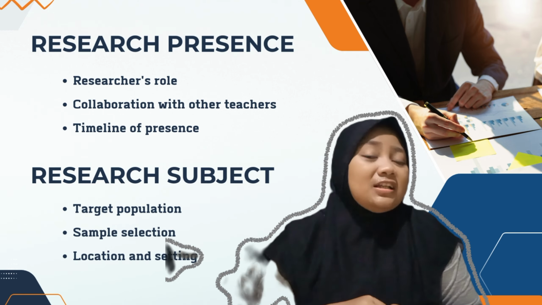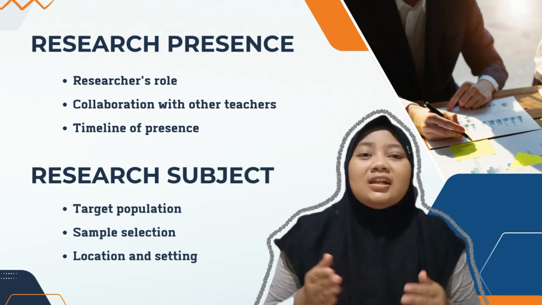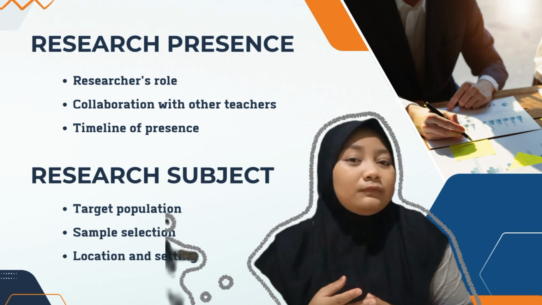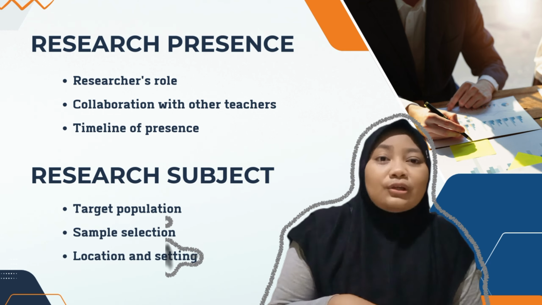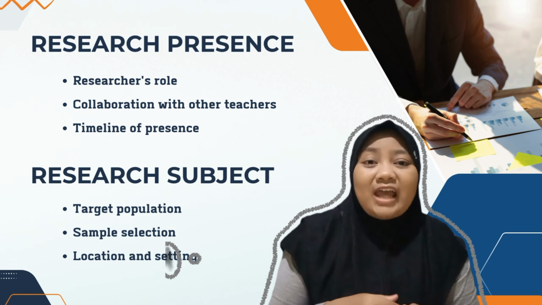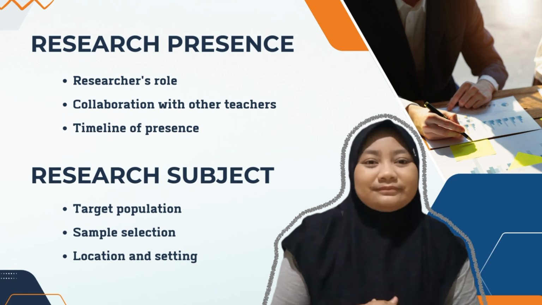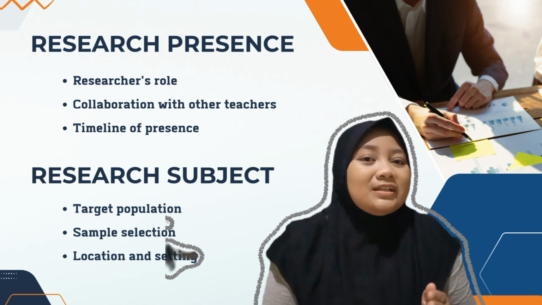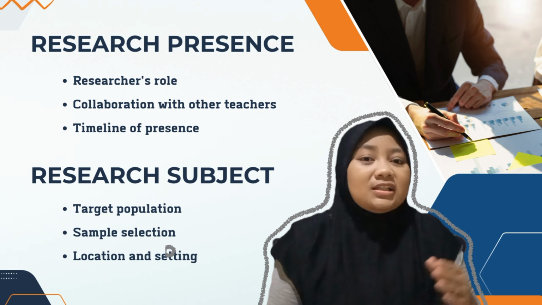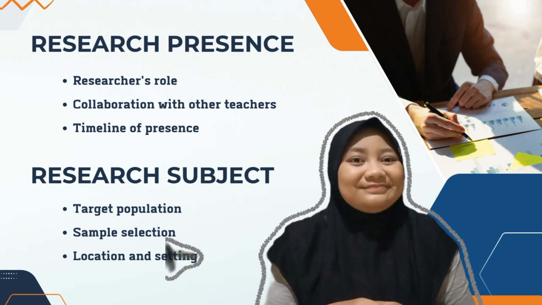The next part in research method is research presence. Researcher role defines the researcher involvement in the classroom, including facilitation and support for student learning. Collaboration with other teachers highlights the importance of teamwork and shared expertise in implementing the research effectively. Timeline of presence outlines the duration and phases of the researcher engagement with the study, ensuring clarity in the research process.